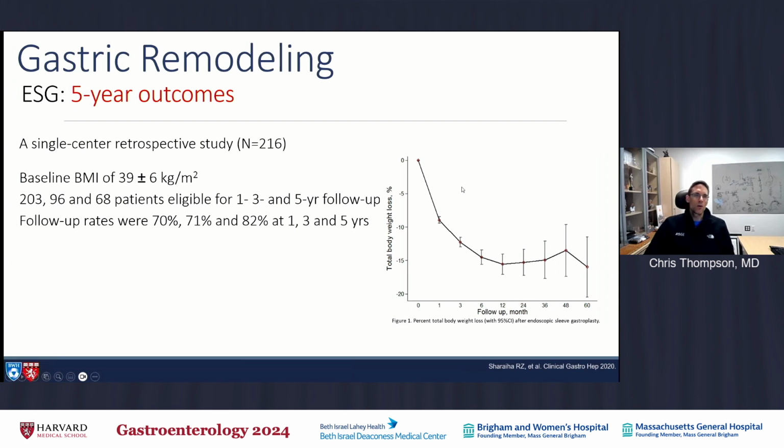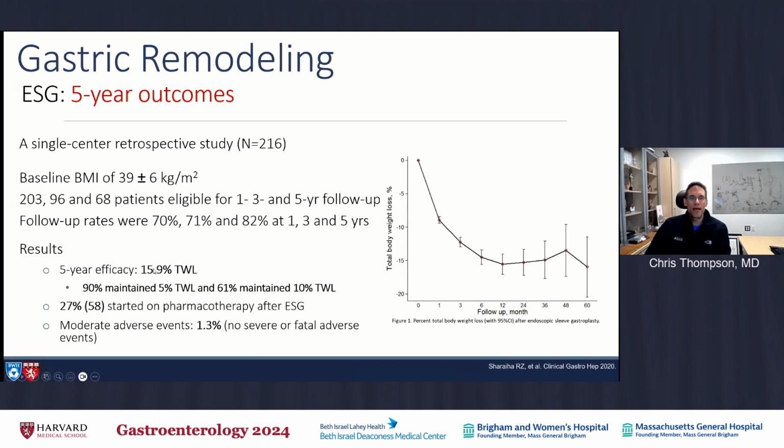Then Reem Sharaiha down at Cornell did some really great work. This is a single-center retrospective study of over 200 patients, and she followed them out for 5 years. She found that they maintained a 15.9% total weight loss at 5 years. So that's really encouraging, right? And only 27% of people had any pharmacotherapy, and GLP-1s weren't even available then, so maybe some of them were on phentermine or something. There was a 1.3% adverse event or SAE rate. I think one person had a leak that required a drain in her series.